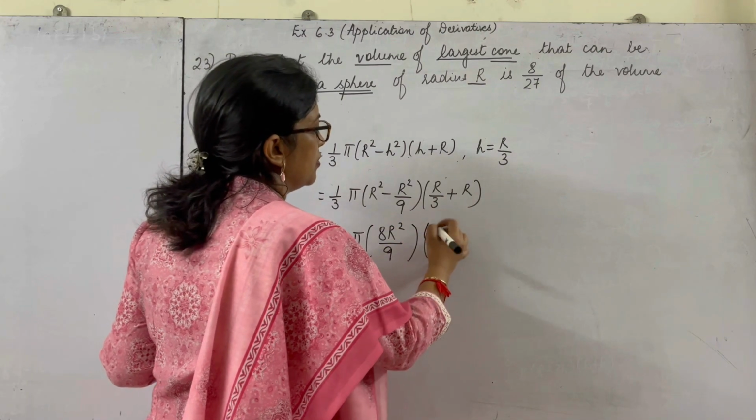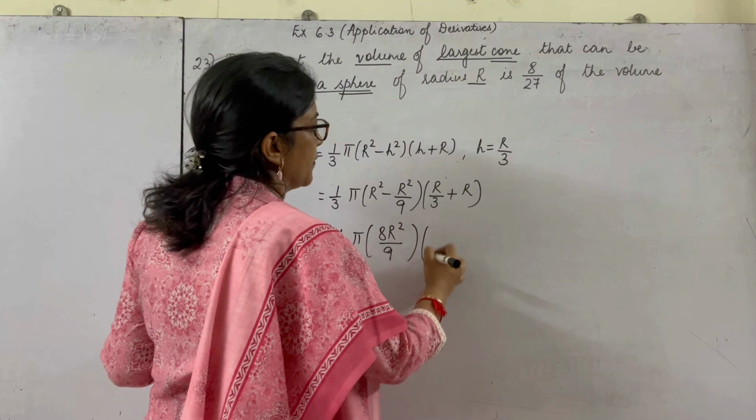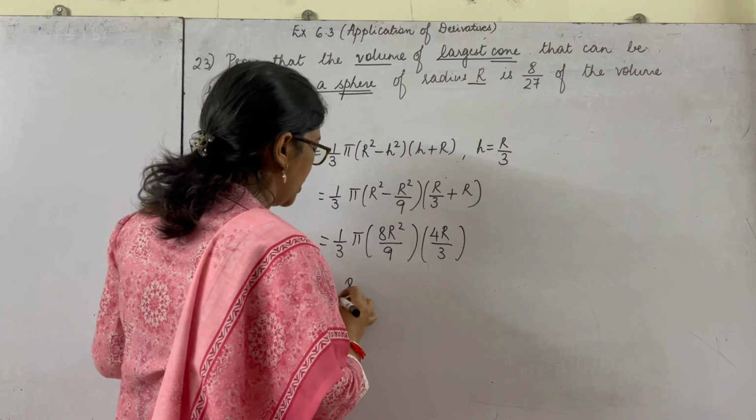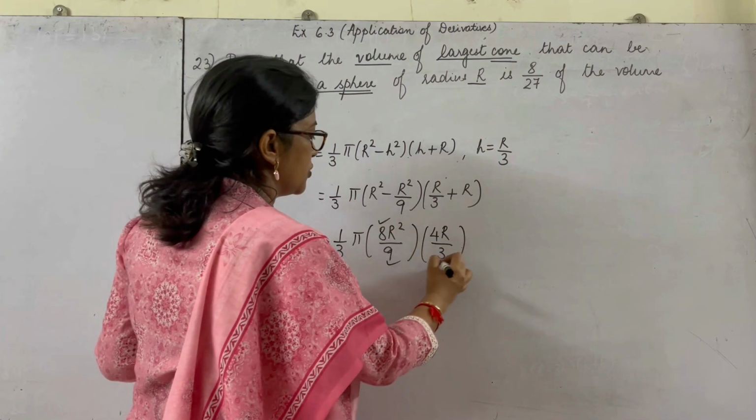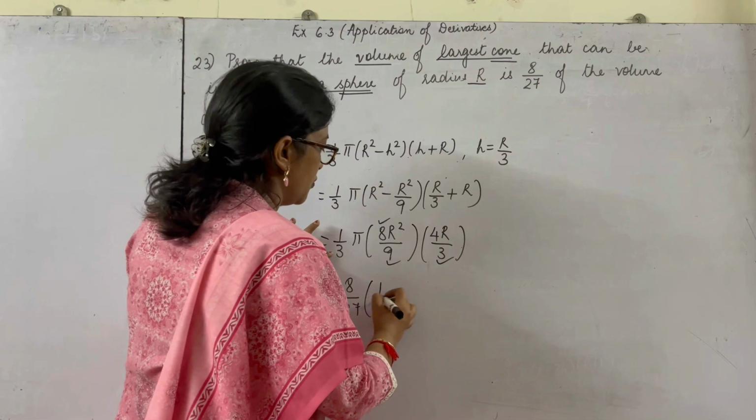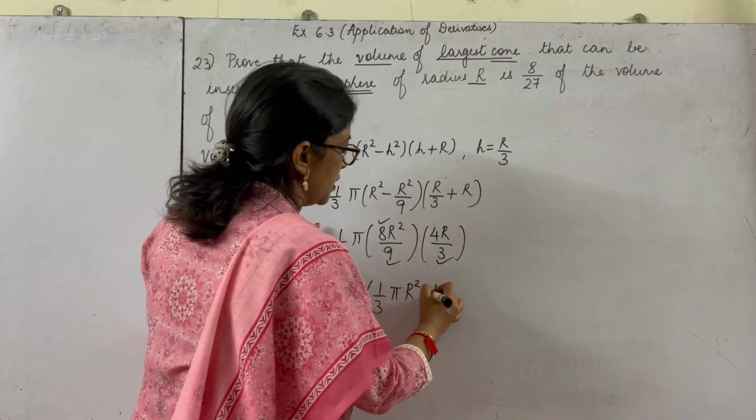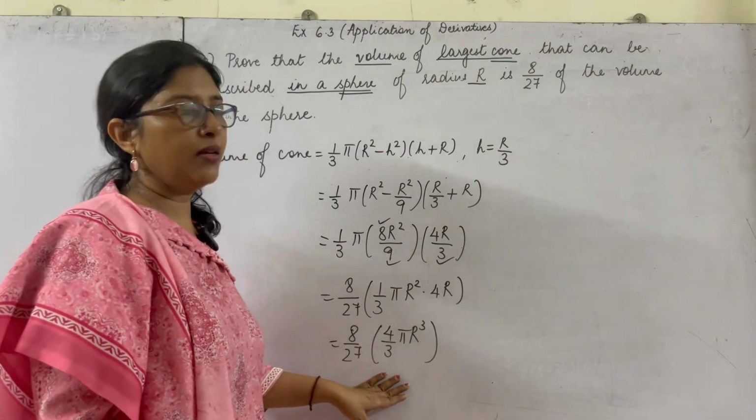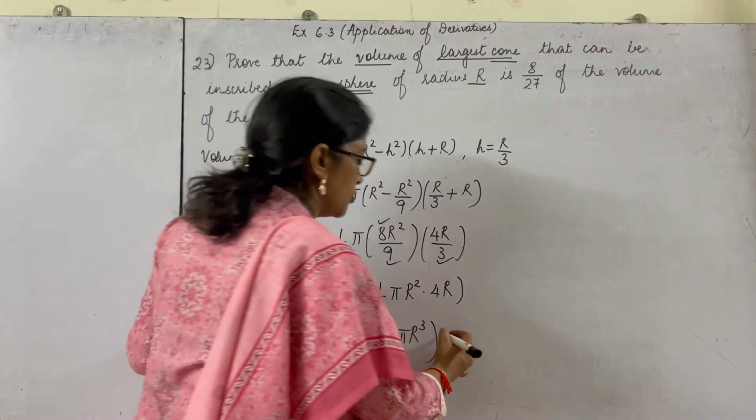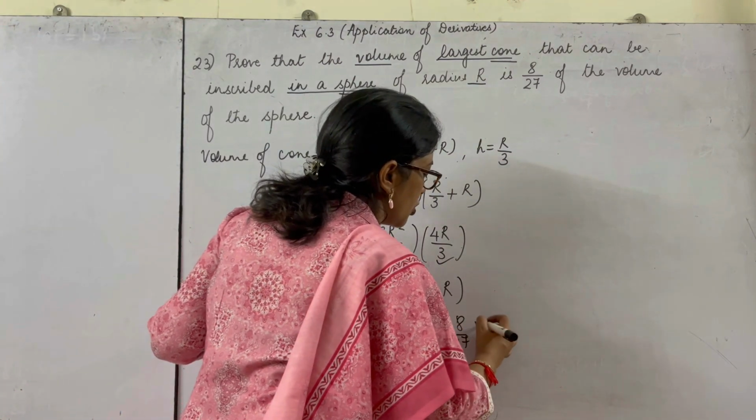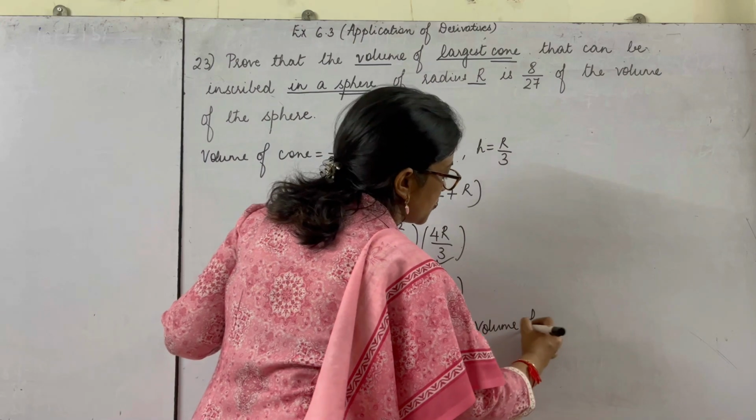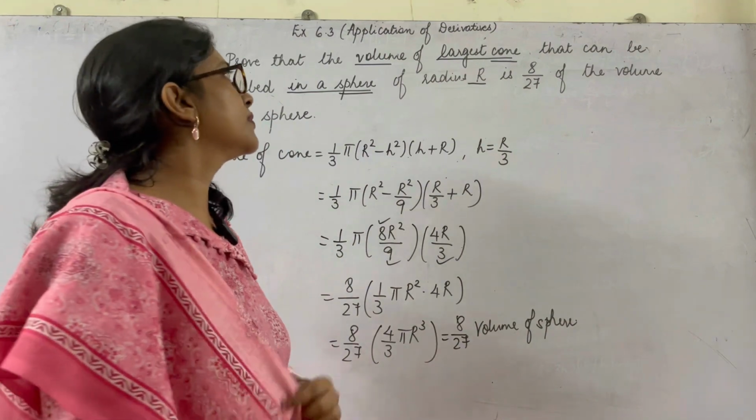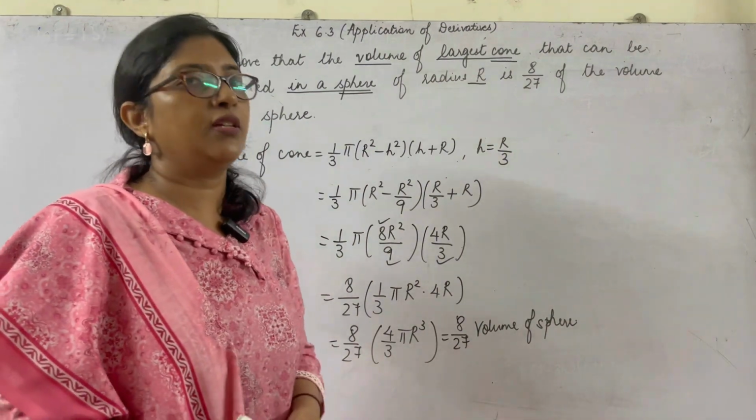And as we know, we want 8 by 27 of the volume. Let's put 8 by 27 ahead, 8 and 27. What remains is 1 by 3 pi r square into 4R. So that is 8 by 27, 4 by 3 pi R cube. That is the volume of the sphere. So we have 8 by 27 times the volume of the sphere. So such a cone which has maximum volume will be 8 by 27 times the volume of the sphere. That's what we were supposed to prove, and we are done with that.